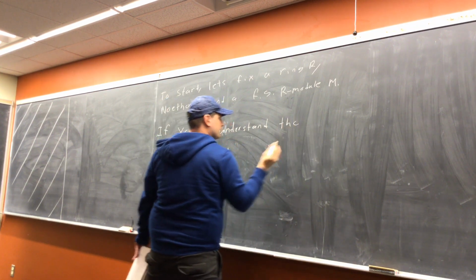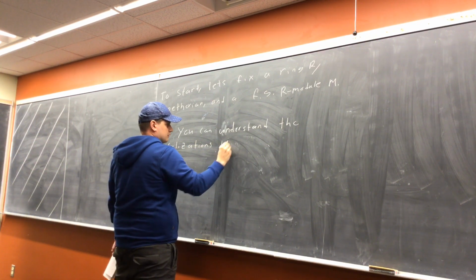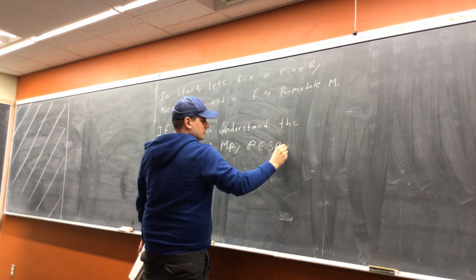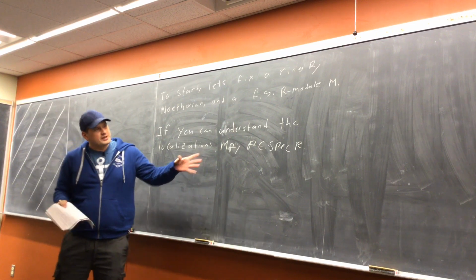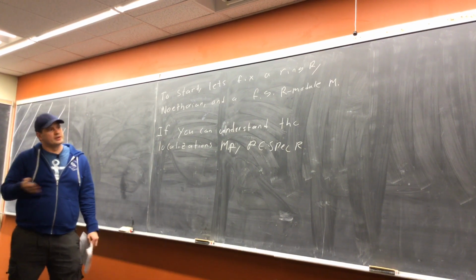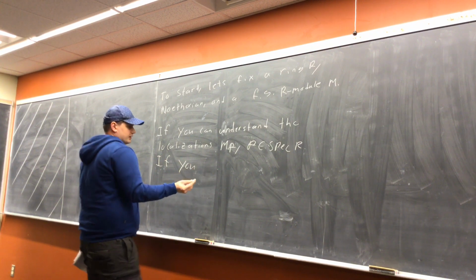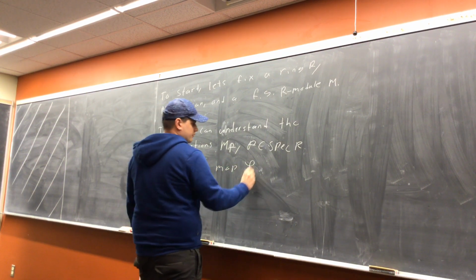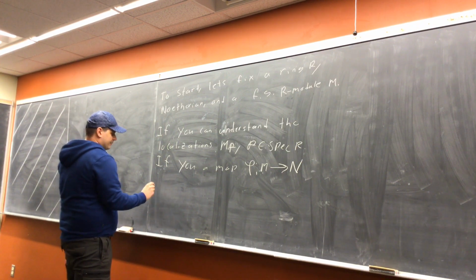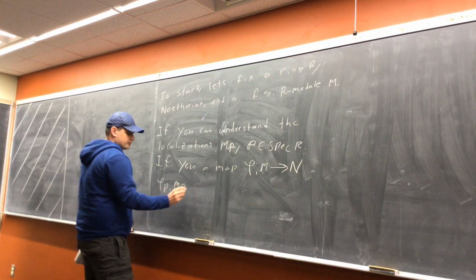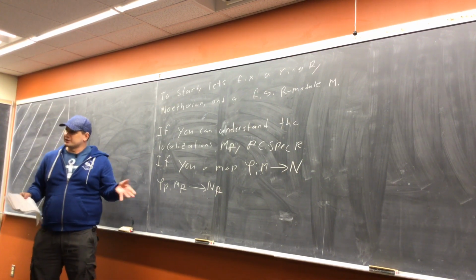If you look at all the primes in Spec R, and you can understand the localizations of this module, M_p, then you can get a pretty good understanding of M, right? So you can determine if elements of M are 0 by looking at this. If we had a map of R modules, phi, then for every prime ideal you always get a map phi_p. And so you can check things locally, like whether or not this map is injective, surjective, etc.